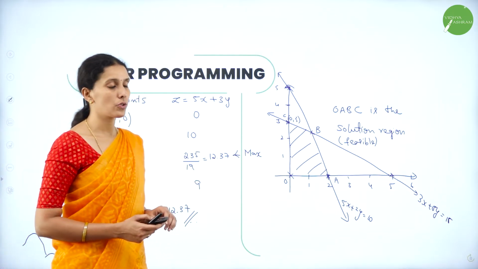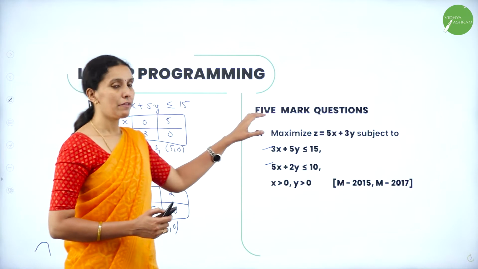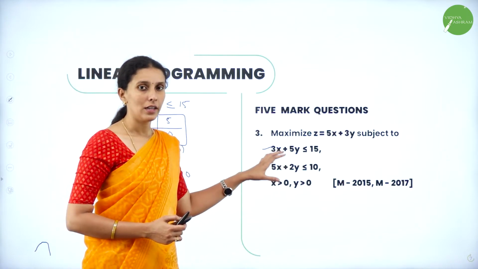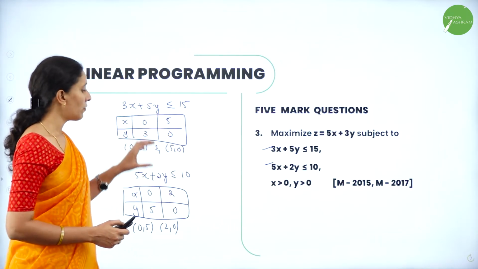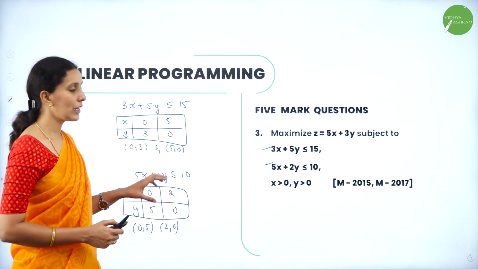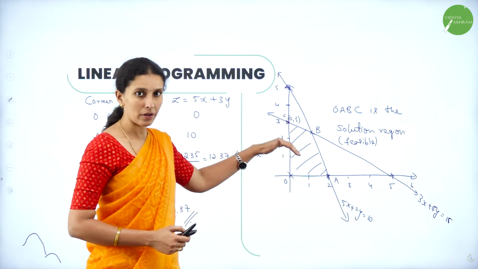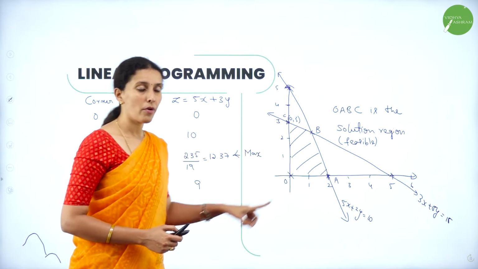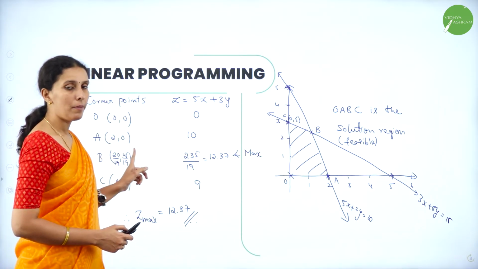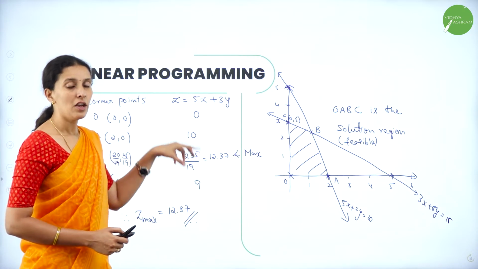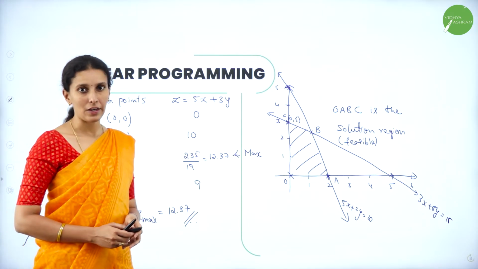So this is a 5 marks question. Here they have given standard linear equations. We have to find the solutions of the linear equations graphically, then find the feasible region, find the corner points, substitute in the table and verify for Z, and find the maximum value.